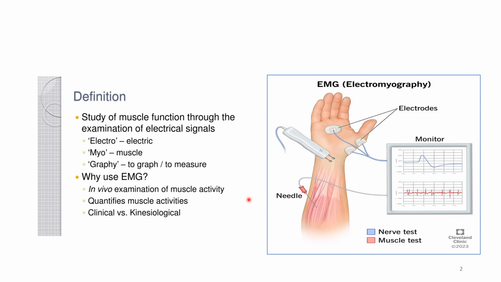The machine used to record this EMG is called an electromyograph, and the record which is obtained is called an electromyogram. So these are the electrodes placed, and these are also electrodes. So we can test a muscle or a nerve. This is the recording from the muscle. This is the recording from the nerve.